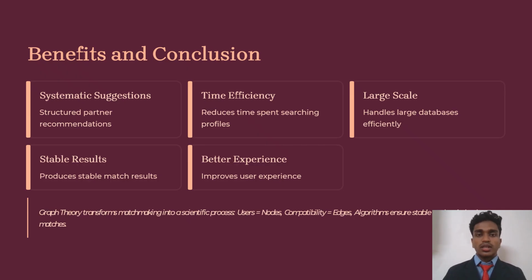In conclusion, graph theory transforms matchmaking into a scientific and algorithm-driven process where users are represented as nodes, compatibility as edges, and algorithms generate the optimized partner matches.